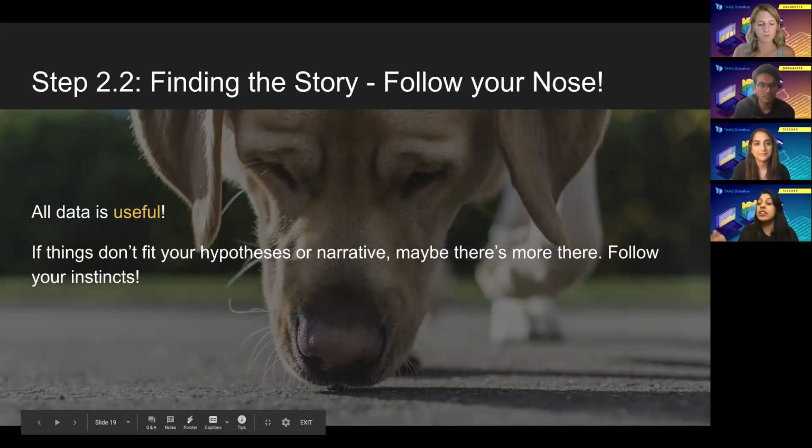So if you think there's more there, then maybe you'll find something that no one even realized about the product or about the model or whatever you're working on. So sometimes it's really about following your nose and figuring out what interests you, because sometimes those are the most meaningful analyses.